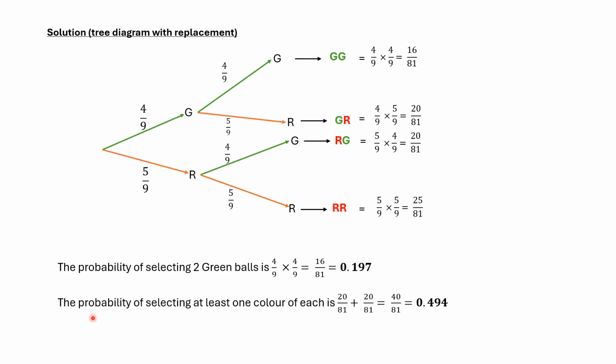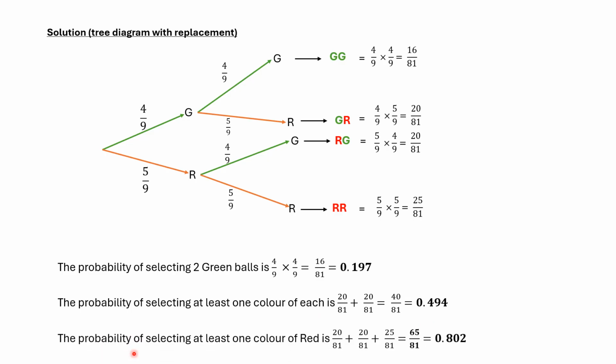And okay, the second question, the probability of selecting at least one color of each. One color of each, meaning a green and a red, or a red and a green. You see, I use the word or in this sentence. That is, for me, the probability of selecting at least one color of each, a green and a red, or a red and a green. To select a green and a red, it is 20 over 81. Or to select a red and a green, it is 20 over 81. And then you divide and find the probability answer, you get 0.494.